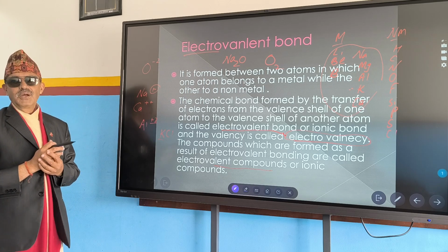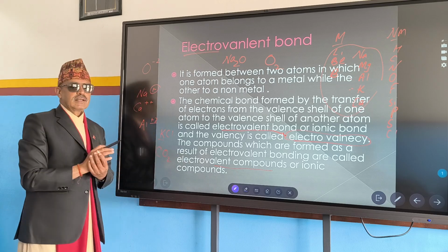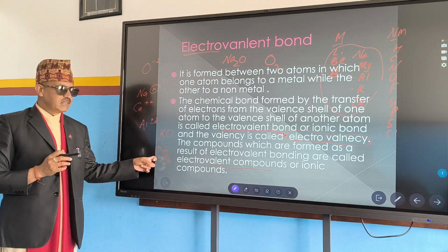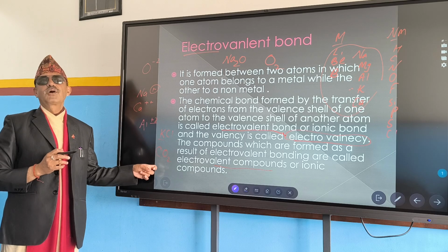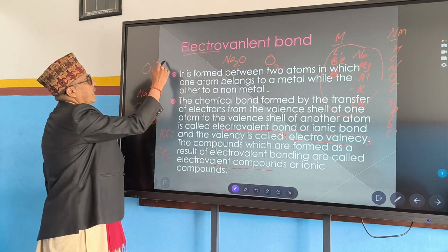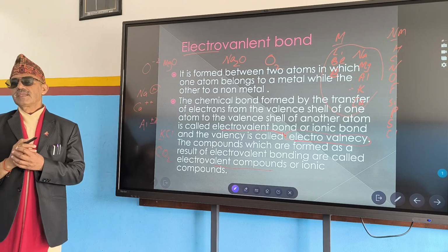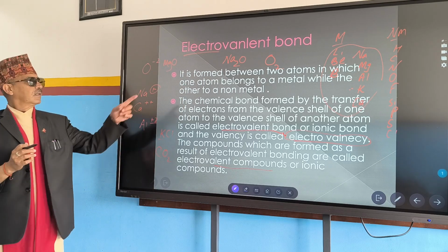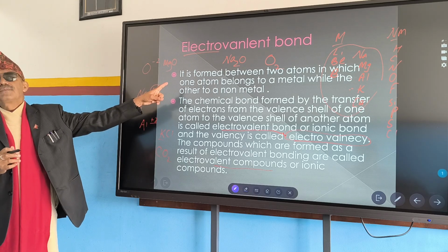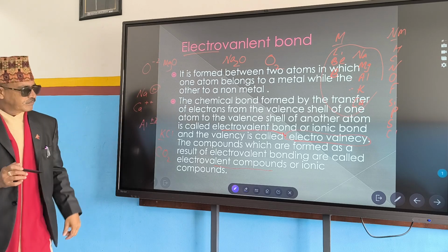First one you have to check. Like CO2, is there an electrovalent bond? Carbon is metal or non-metal? If non-metal, then there is no electrovalent bond. MgO, is there an electrovalent bond? Yes. How? Magnesium is metal. If the first element is metal, then that is an electrovalent bond, otherwise not.